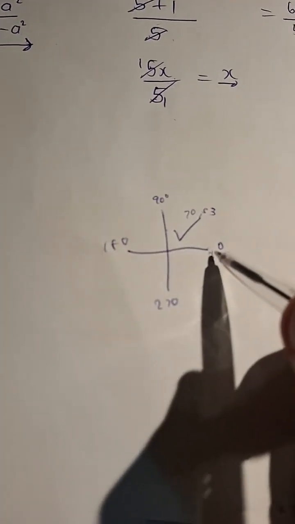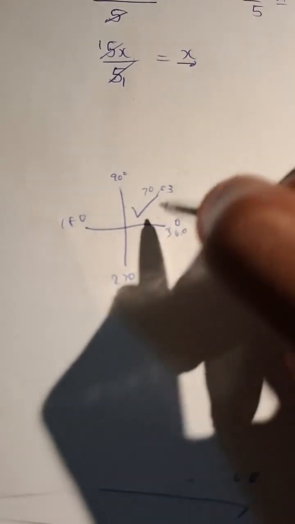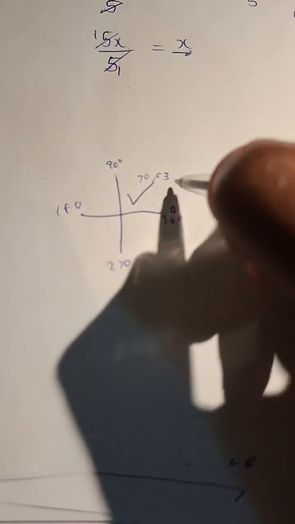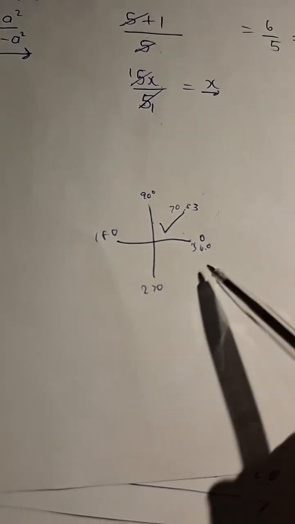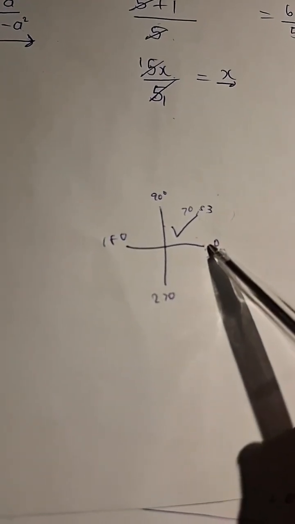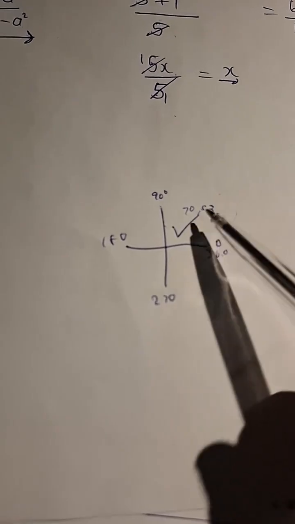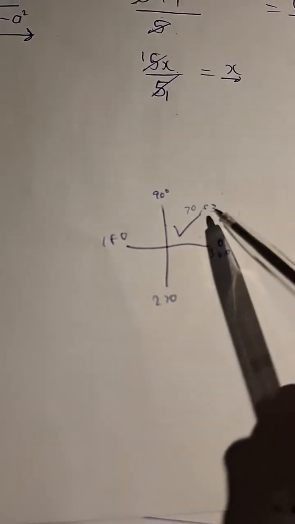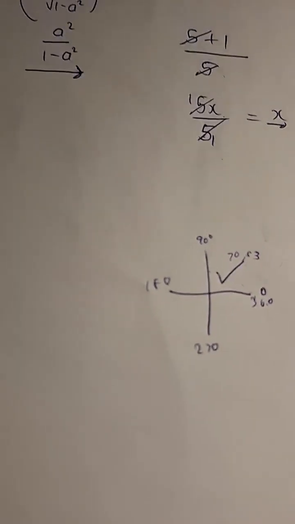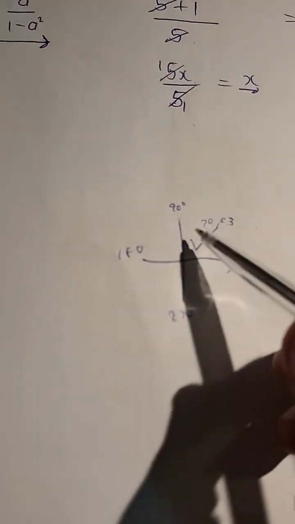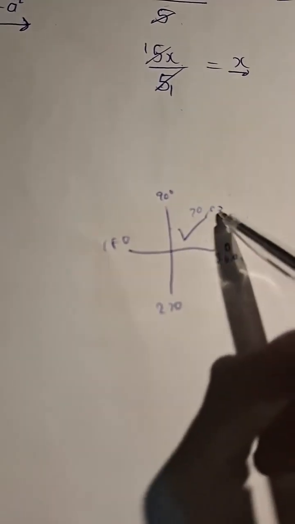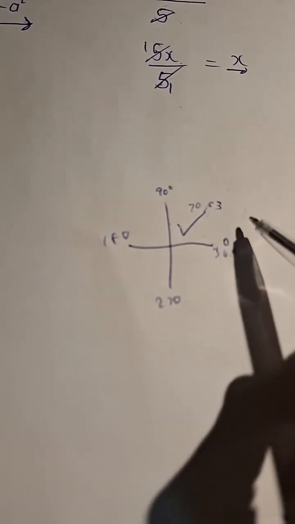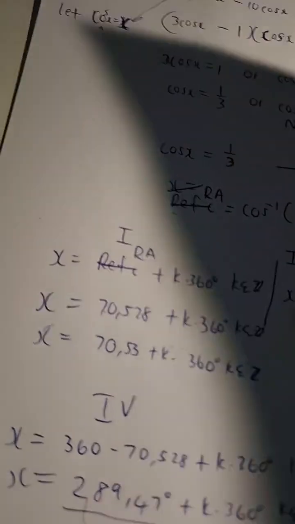In the second revolution, 360 plus 70.53, there's another value that is greater than 360 that is still in this quadrant. If we go to the third revolution, there's another value, 720 plus 70.53. That value is also in another revolution. If we continue on and on, there are more values that are greater and greater that are situated in this particular quadrant.